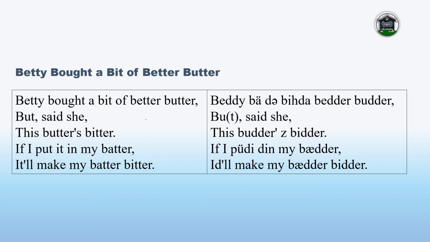Repeat. Betty bought a bit of better butter. But, said she, this butter's bitter. If I put it in my batter, it'll make my batter bitter.